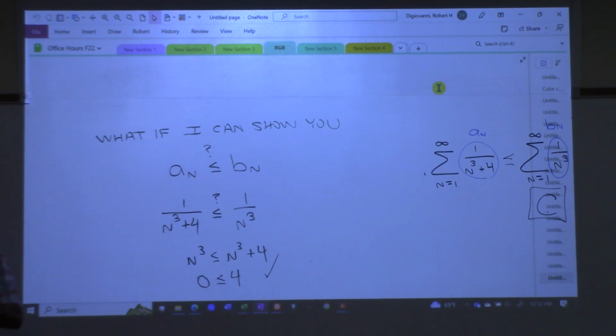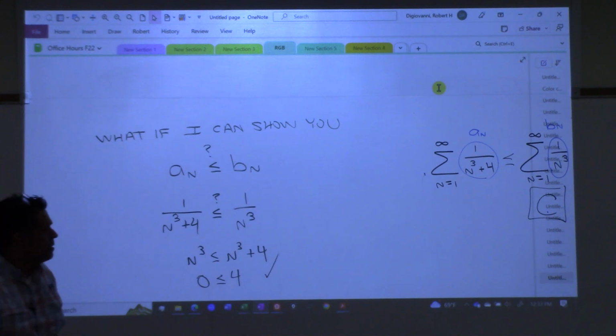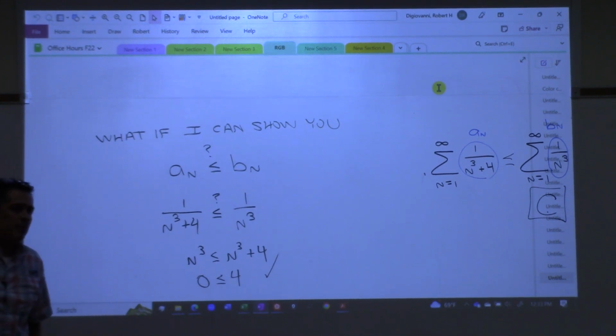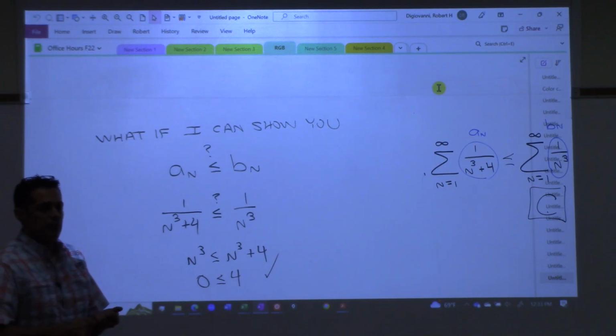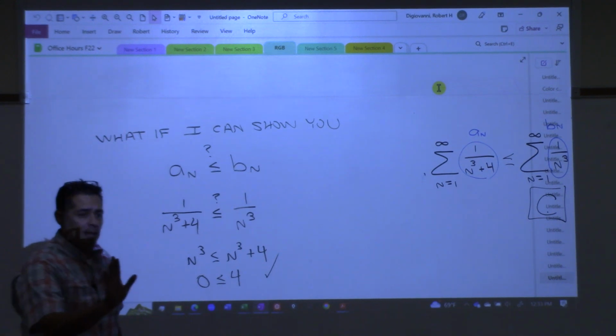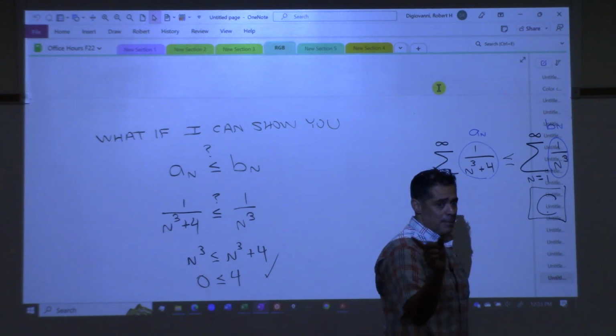Before we go that route, does anyone have a question on what I did here? No? I have a little question. The B sub n we decided to compare it to, do we have to know if it's bigger than A sub n? No, you have to know that it's convergent or divergent. But it's important because that dictates the bigger or smaller.